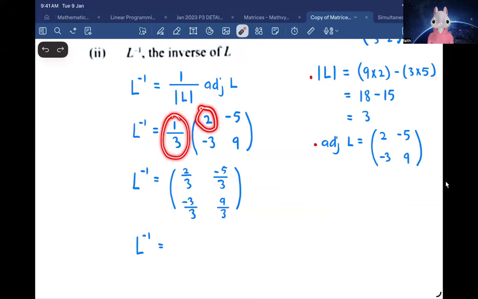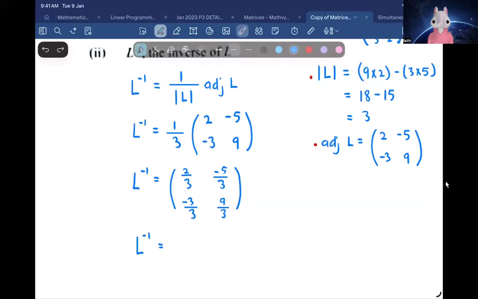So a third by 2 will give you 2/3, right? A third by minus 5 will give you minus 5 over 3. A third by minus 3, your calculator will give you minus 1. A third by 9, your calculator will give you 3. So my final matrix is going to be 2 over 3, right? A negative divided by a positive is a negative. So negative 5 over 3. A negative divided by a positive is a negative, and 3 into 3 is 1, so negative 1. 3 into 9 is 3, so 3.